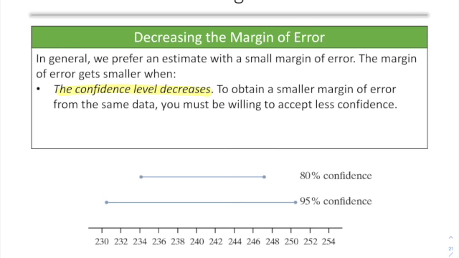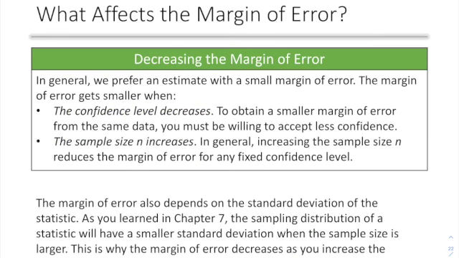So you can see in this illustration a 95% confidence interval versus an 80% confidence interval. It's decreased. You're not capturing as many values. Also, the sample size increases. So just a side note for you, this is coming up in the next sections.